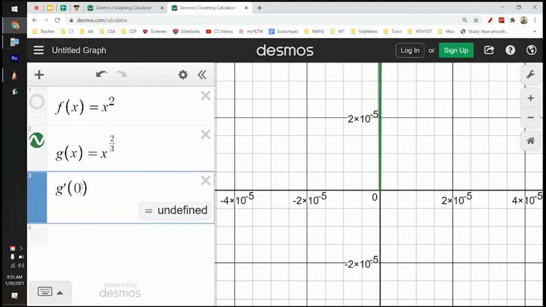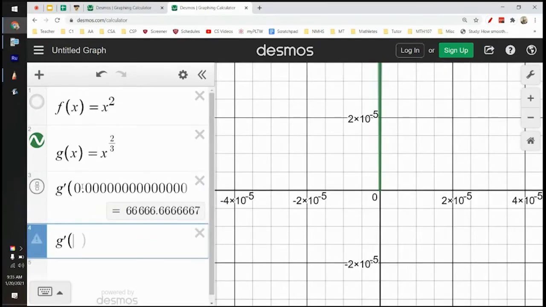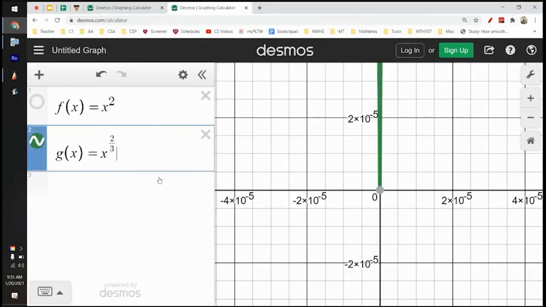Okay, now check this out. I'm going to approach 0. Is that going to a specific value? Like it's going to infinity. Not intuitive at all. Okay, ready for the last one? Check this out.